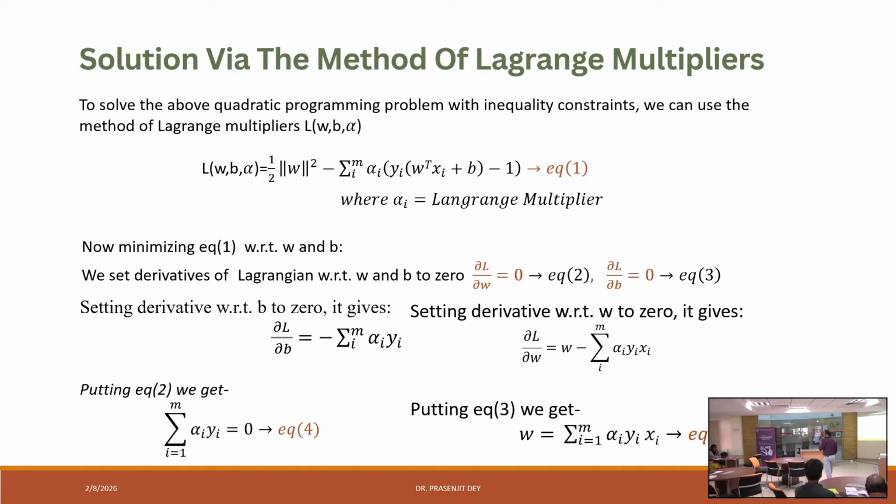And for those i's for which alpha equals 0, they are not contributing to this equation, and they are non-support vectors. So there I am putting the condition that for some i's alpha i will become 0 and this whole part will become 0. So they will not take part in decision making. But for those cases where alpha has a non-zero value, they take part in decision making. So for those i's where alpha is non-zero, they are the support vectors.